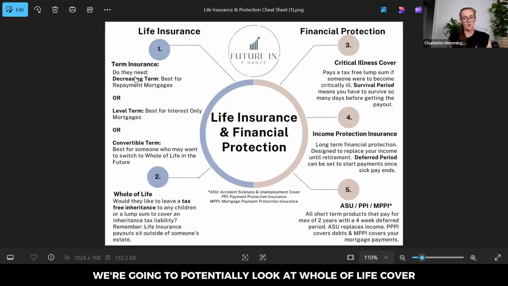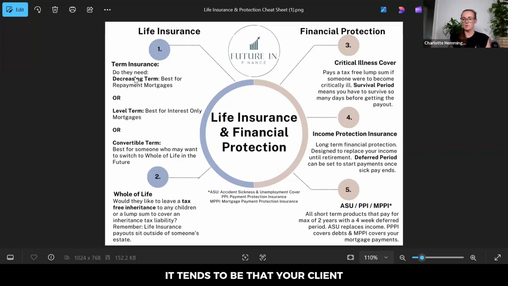So we're going to potentially look at whole of life cover. Generally speaking, if you get this in CeMAP 3, it tends to be that your client wants to leave a tax-free inheritance for their kids if they die. In which case, a term product is no good. If they have the term, it doesn't pay out. So we're going to look at a whole of life product.